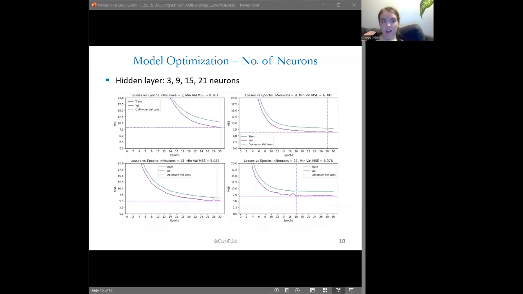To optimize the model, the number of neurons in the first hidden layer were analyzed using 3, 9, 15, and 21 neurons. All the models converged with a low MSE. However, 15 neurons gave the optimal value with an MSE of 5.088.